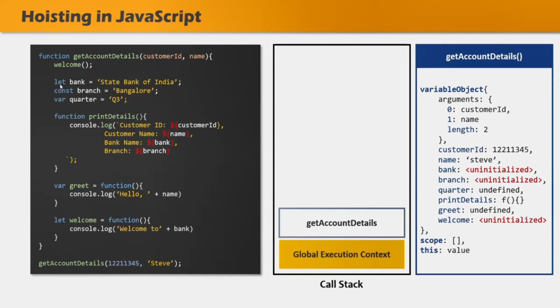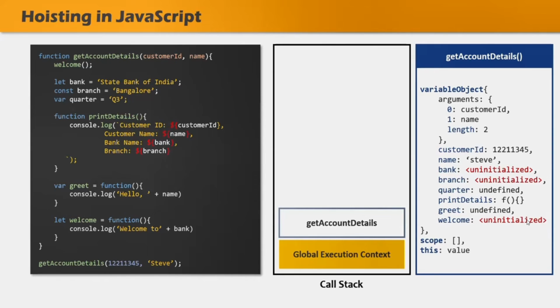But a variable created using let or const. In this example, bank and branch are created using let or const keyword. And this welcome variable is also created using let keyword. So with these names, a property will be created in the variable object, as you can see, bank, branch, and welcome. But they will be set with this value uninitialized. That simply means that the variables are not initialized with any value.